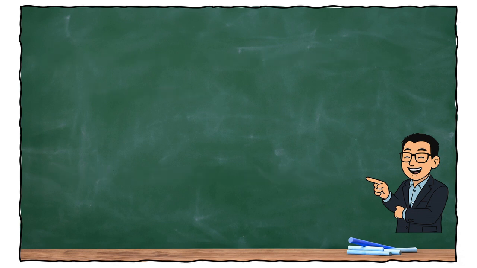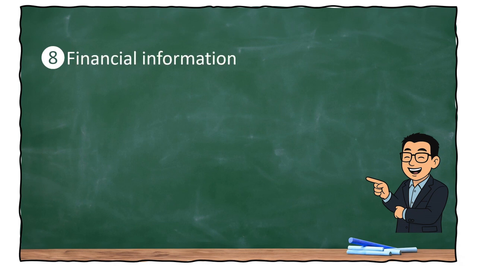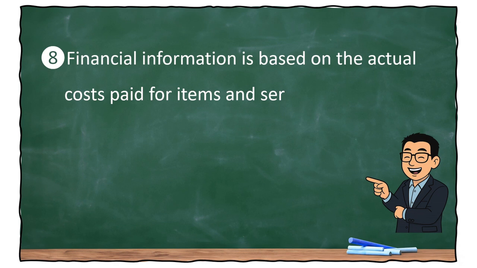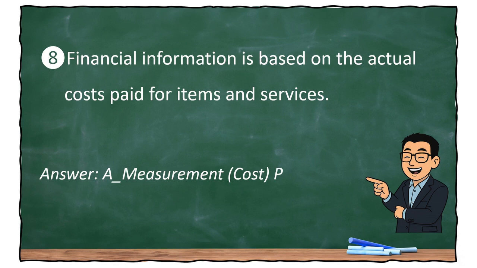Let's look at number 8. Financial information is based on the actual costs paid for items and services. The answer is A. Measurement principle. This principle requires recording assets and services at their actual purchase cost, not estimated value.